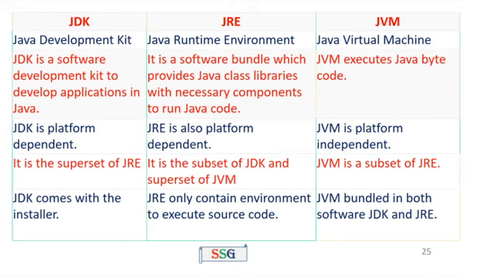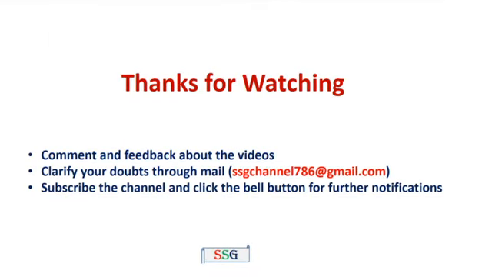JDK is platform dependent, JRE is also platform dependent, only JVM is platform independent. So JDK is a superset of JRE, but JRE is a subset of JDK and a superset of JVM. JVM is a subset of JRE. JDK comes with the installer. JRE only contains the environment to execute the source code. JVM is bundled in both software, JDK and JRE.